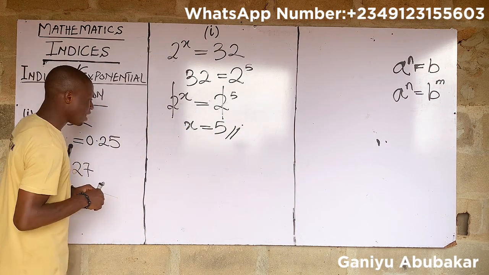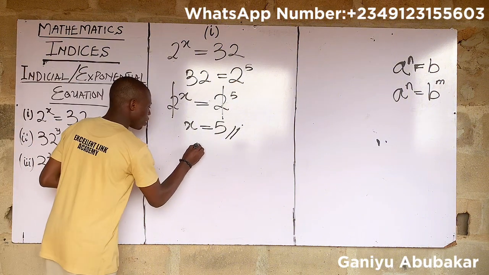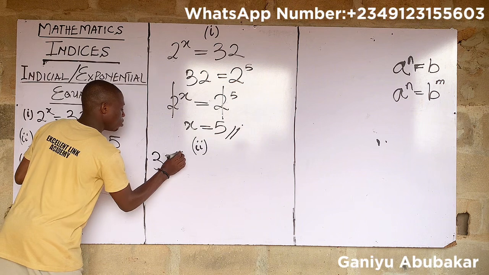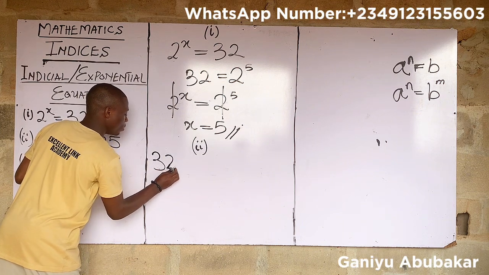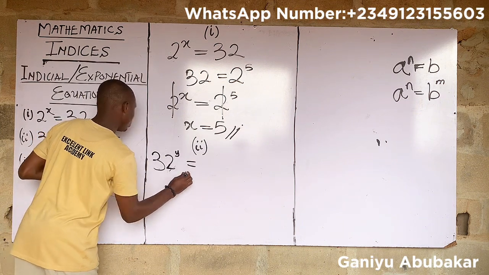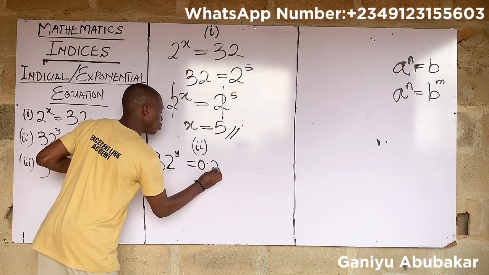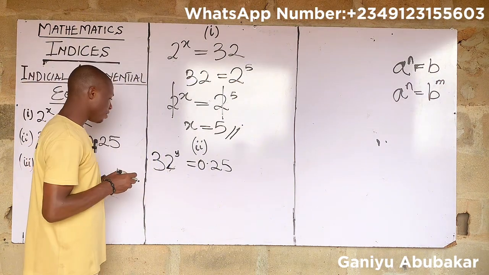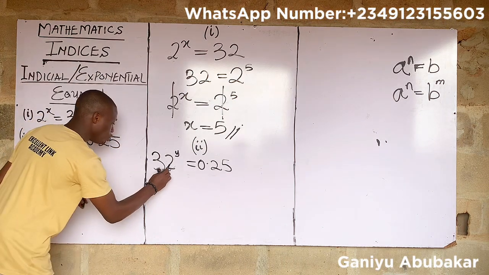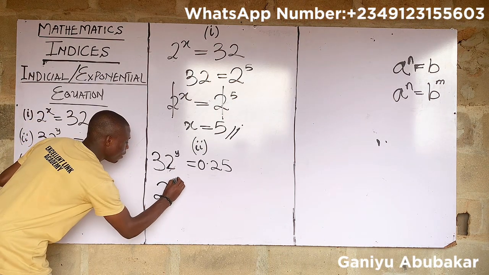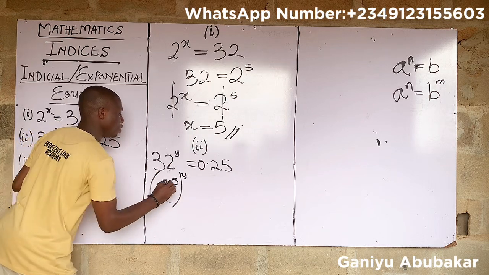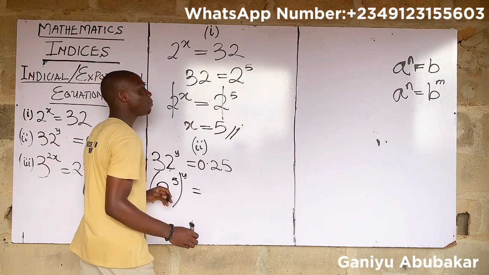Let's look at yet another example, example 2. I have 32 to power y equal to 0.25. How do I possibly simplify this? I know that 32 will give 2 to power 5, so I have 2 to power 5, all to power y, being equal to, let me take it from here.